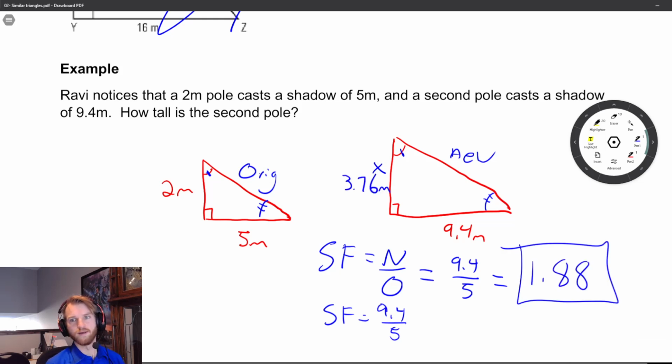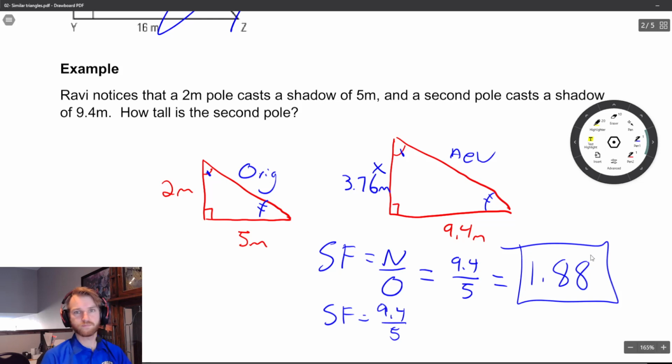All right, so if you put that into your calculator, you get 1.88 as your scale factor. And then to find our missing side here, you take the height of the original pole, and we're multiplying it by our scale factor. So 2 meters times our scale factor of 1.88 gives us our new height of 3.76.